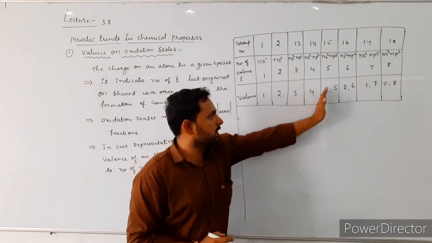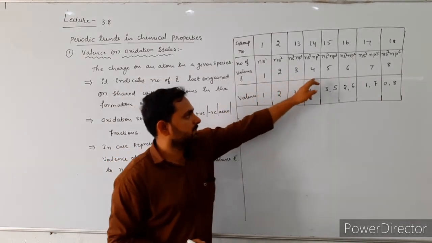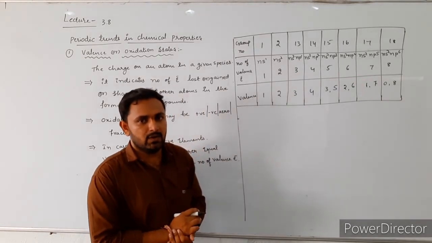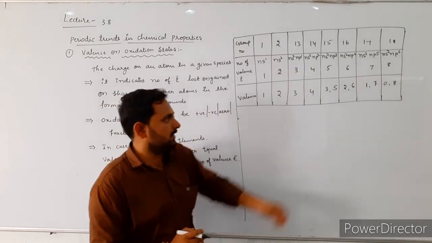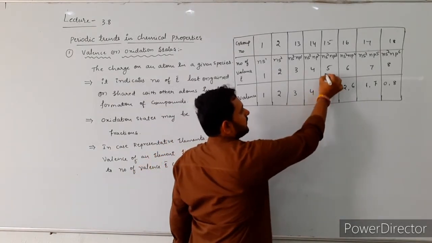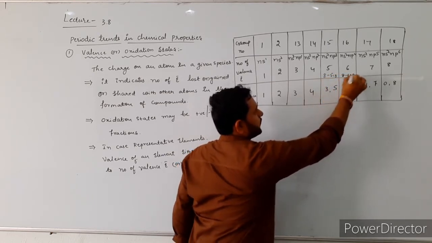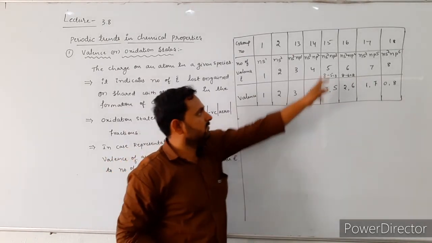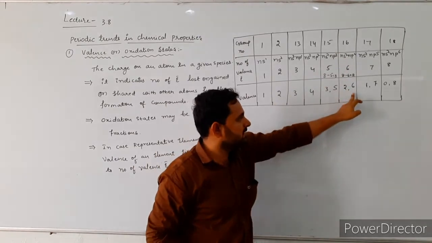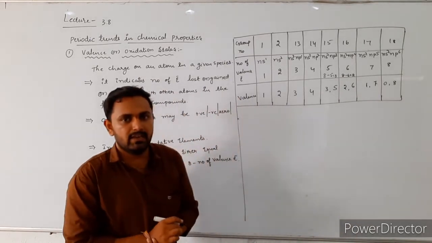Up to group 14 elements, the valence is equal to the number of valence electrons. From group 15 to group 18 elements, the valence is equal to 8 minus the number of valence electrons. See here, 8 minus 5, 3. Here 8 minus 6, 2. So, the valences for group 15 elements are 3 and 5. For group 16, 2 and 6. For group 17, 1 and 7. 0 and 8 for group 18 elements.